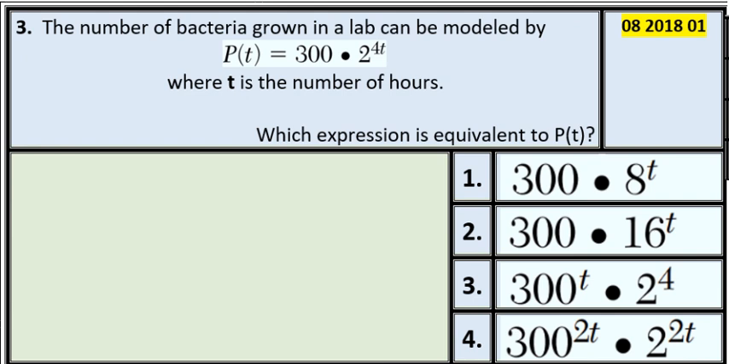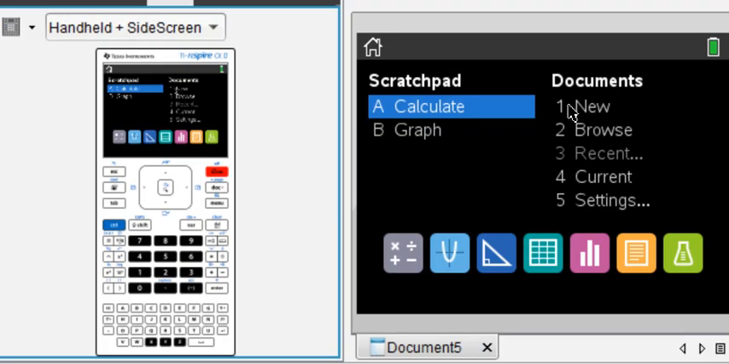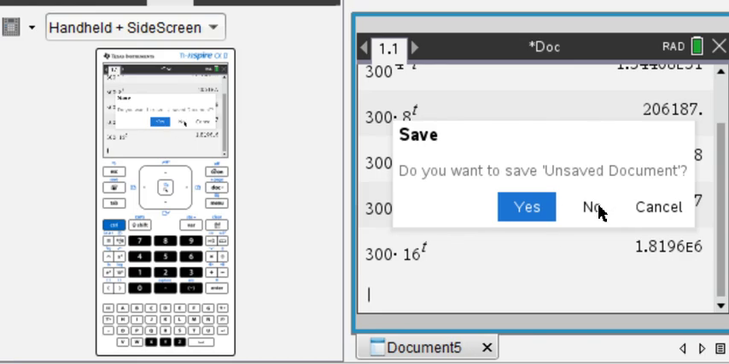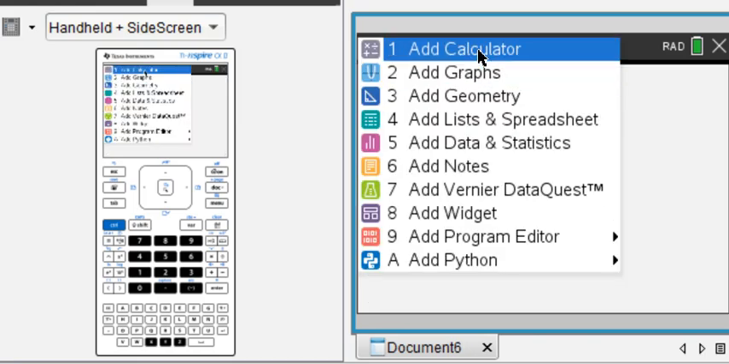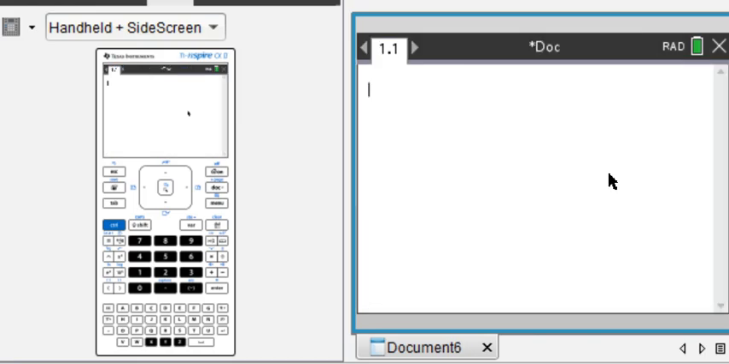We could use "such that," we could graph these functions, or we can do what I want to do for this video to remind you how to use the store command in your TI-Nspire graphing calculator. So home screen, new document, say no to saving, and add a calculator page. Now, we can store any reasonable value for t.